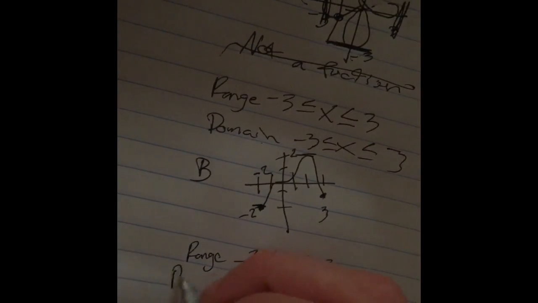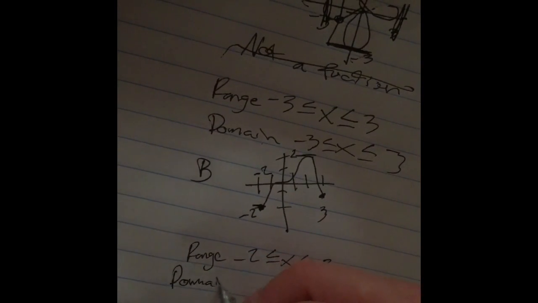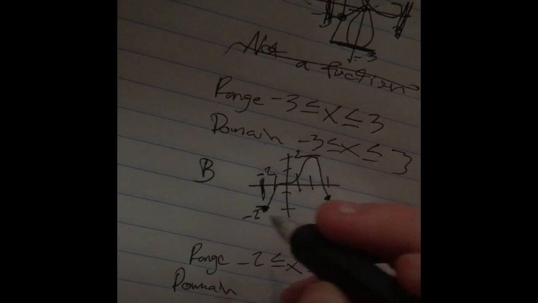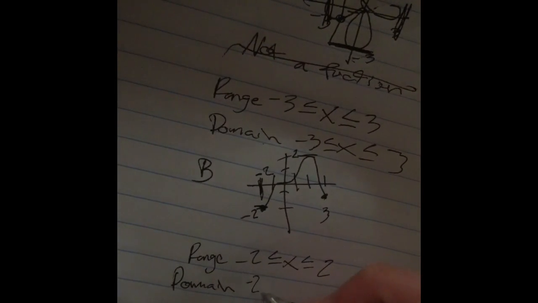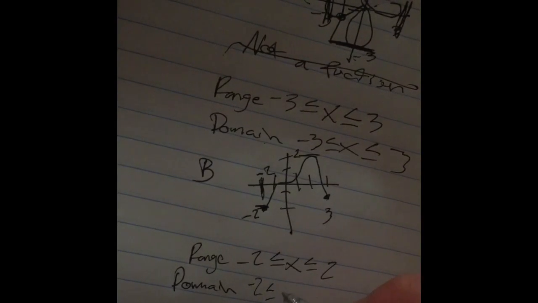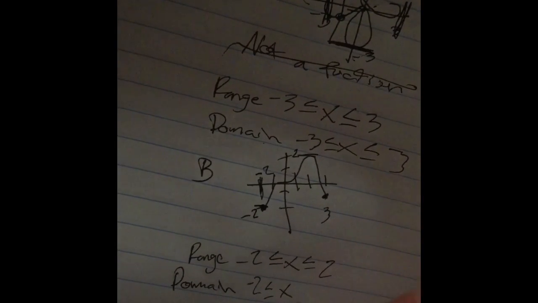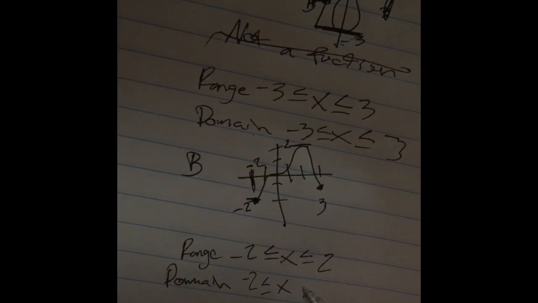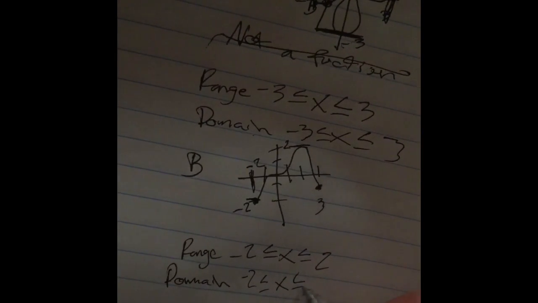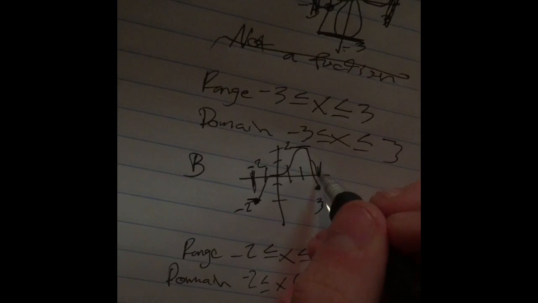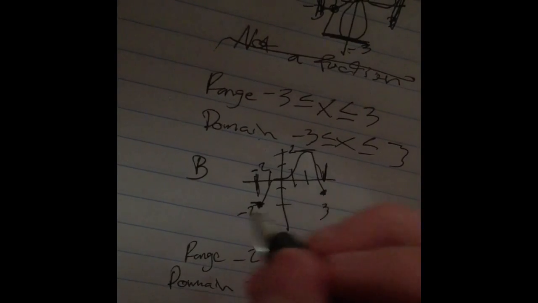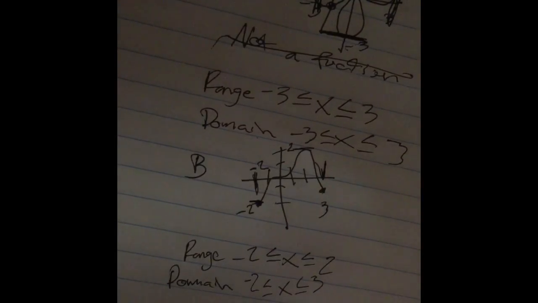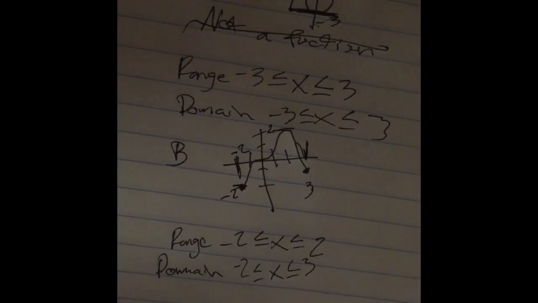And then for domain, again, -2 is the smallest x value we have, so -2 is less than or equal to x, which is less than or equal to 3. This one goes all the way out to a +3, so that's the largest x value we have, so that's the domain, and that's 45.